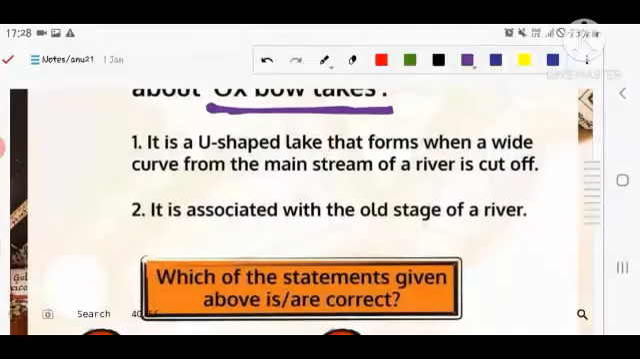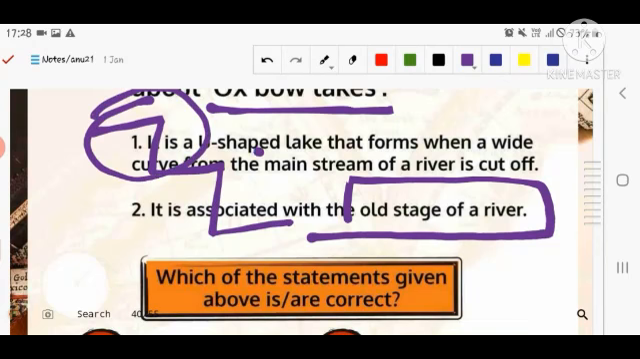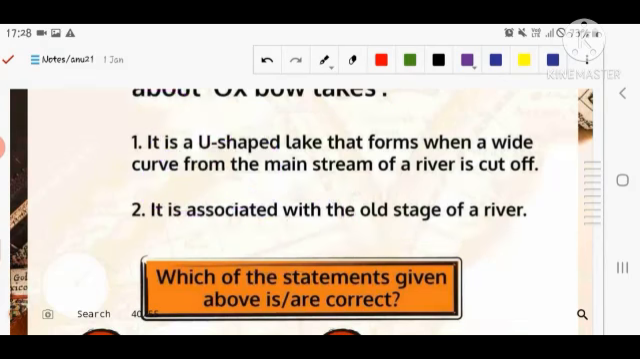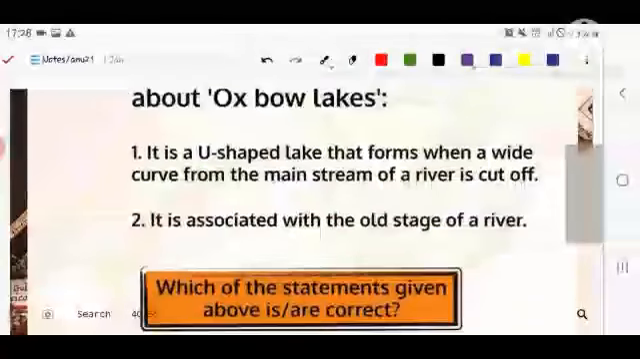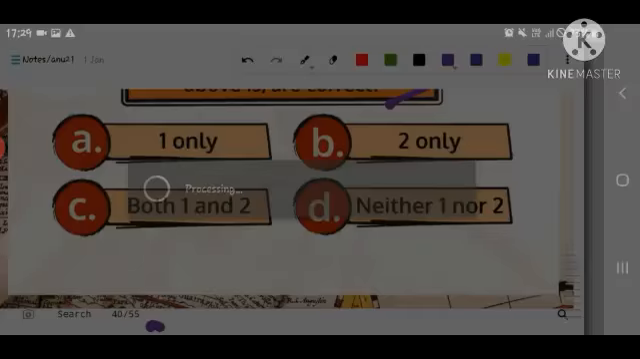Let's see the first statement regarding the Oxbow Lake. It is a U-shaped form when a wide curve from the mainstream of a river is cut off. It means that when the mainstream river is cut off, the U-shaped curve is formed. That is known as the Oxbow Lake. Number two, it is associated with the old stage of a river. There are three stages of the river: first is the young stage, second is the mature or youthful stage, and third is the old stage. It is found in the old stage where the water of the river is reduced. So you have to choose the correct option. The options are in front of you: first and second, neither one nor two.